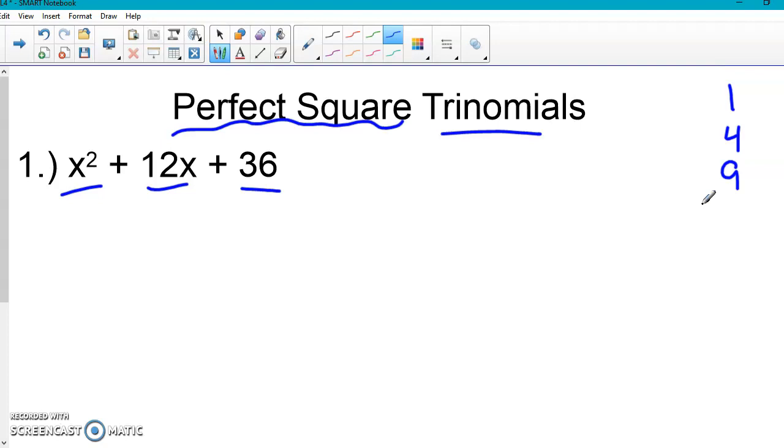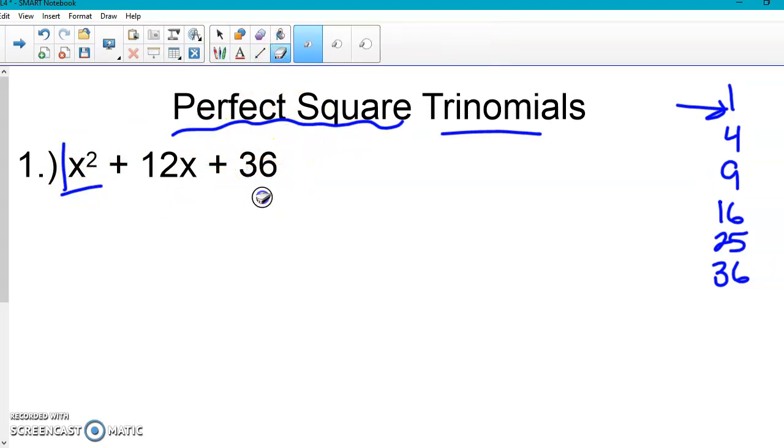What makes a perfect square trinomial is the first and the last term are from the list of perfect squares. For instance, if I have x squared, the number in front is a 1. 1 is a perfect square. 36 is in the back. 36, let's see, 3 times 3, 4 times 4, 5 times 5, 6 times 6. So yes, 36 is also a perfect square. What makes a perfect square trinomial is the first term and the last term are perfect squares.